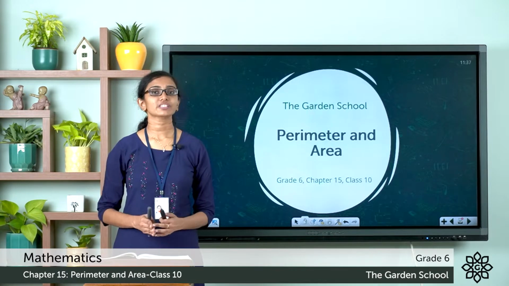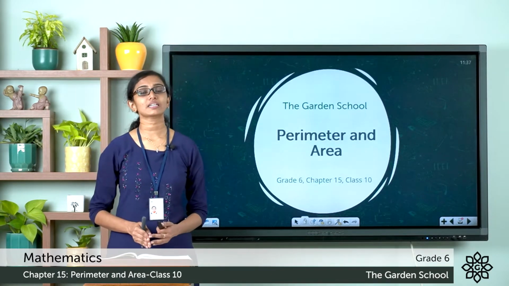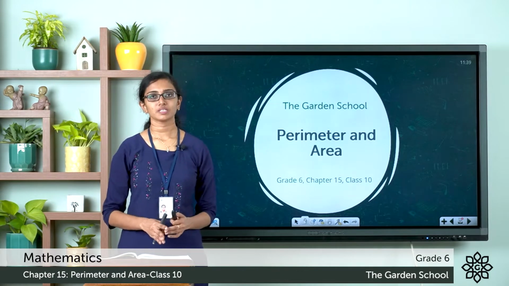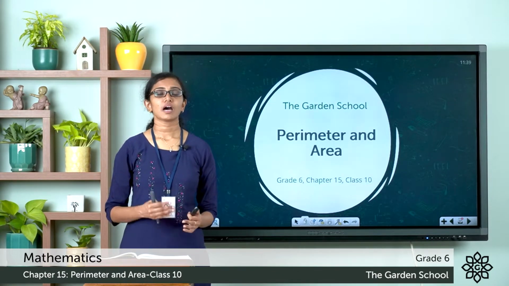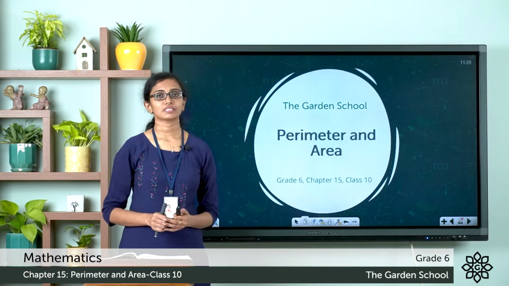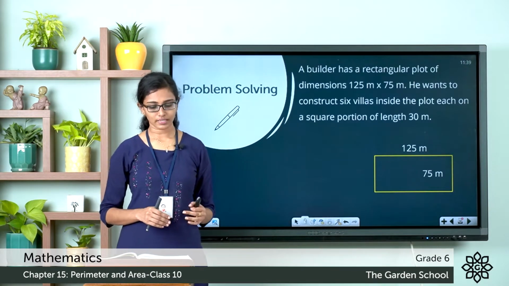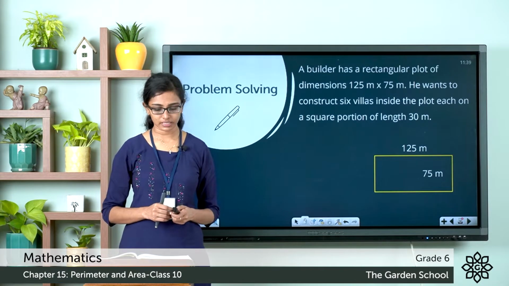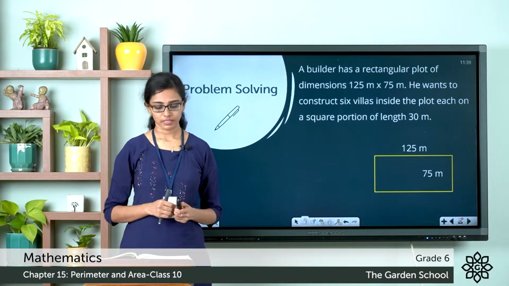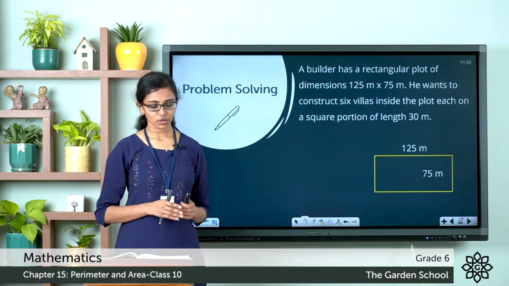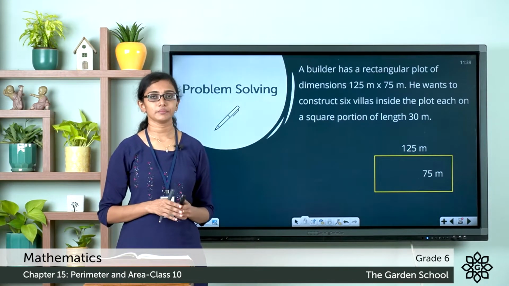Let's discuss the worksheet given in page number 232 in your textbook. So here you are given a situation and based on the situation you are asked to answer the questions. Now here it says a builder has a rectangular plot of dimensions 125 meter and 75 meter. He wants to construct 6 villas inside the plot, each on a square portion of length 30 meter.